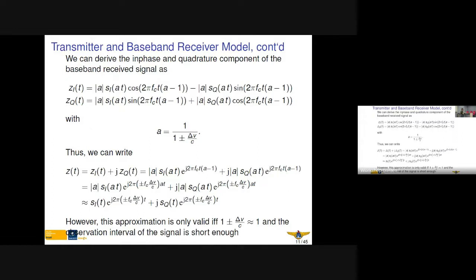So I want to stress this again. This approximation is only valid if and only if 1 plus minus delta V divided by C is approximately 1, and the observation interval of the signal is short enough.